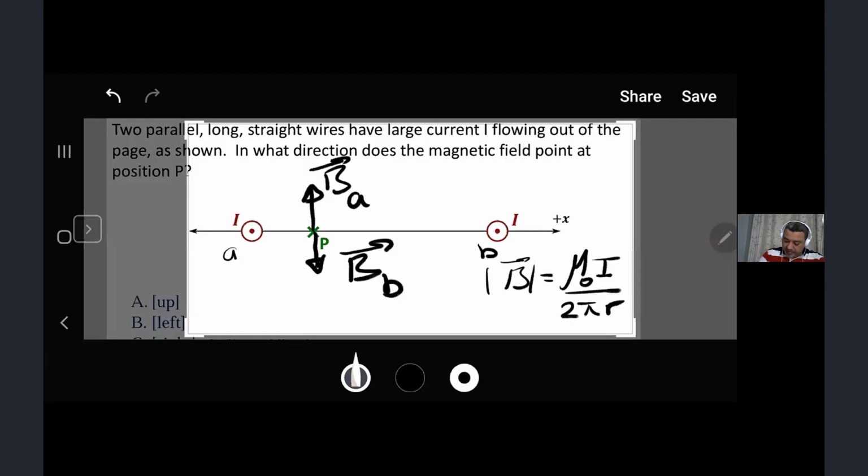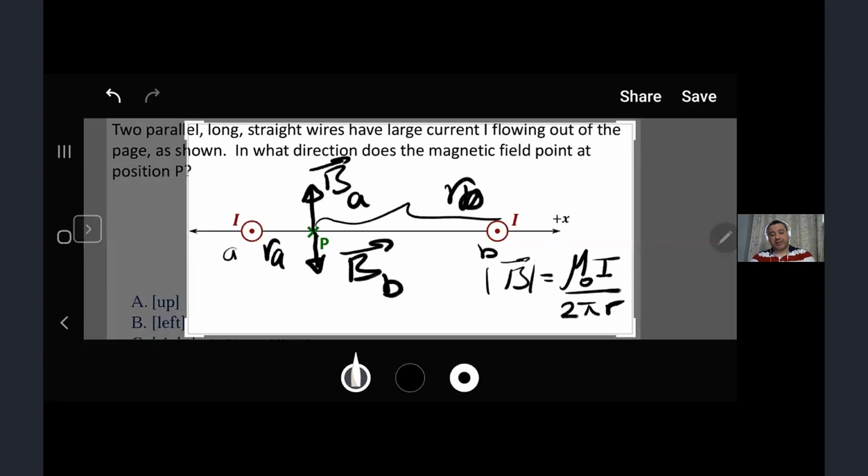That's exactly the answer, because we know that the magnetic field is inversely proportional to the distance. Let's say this is RA, and this one is RB, and RA is greater than RB, which means the magnetic field due to wire A would be greater than the magnetic field due to wire B.